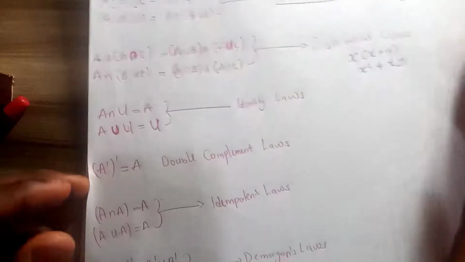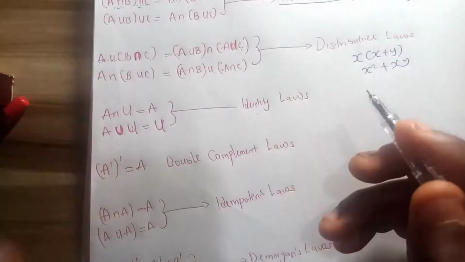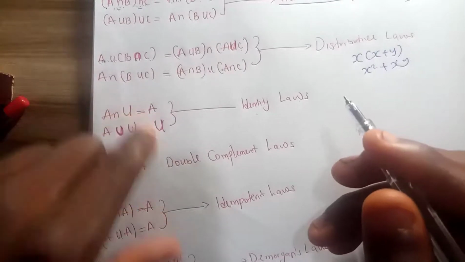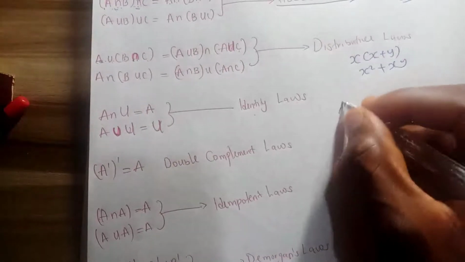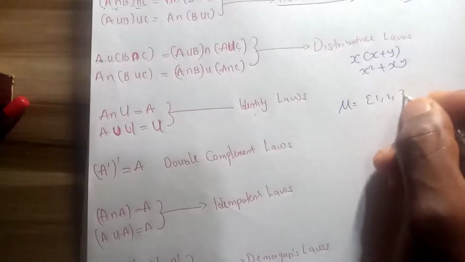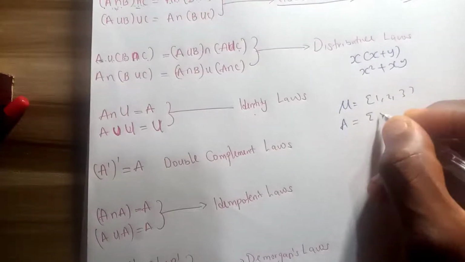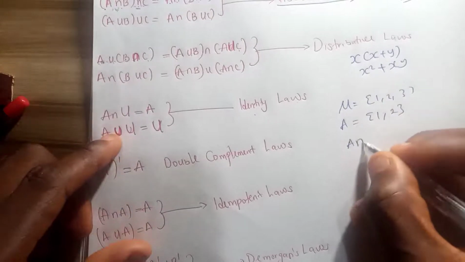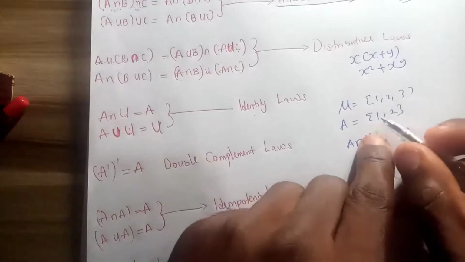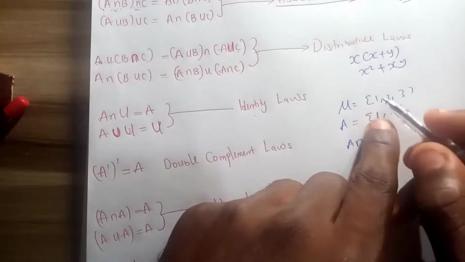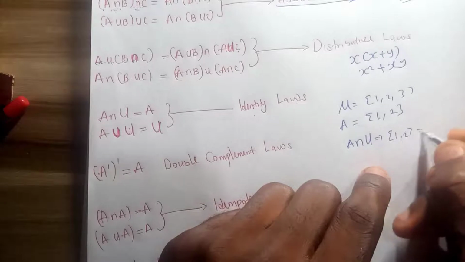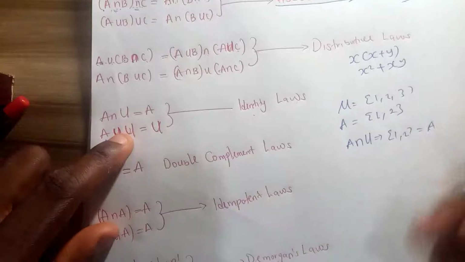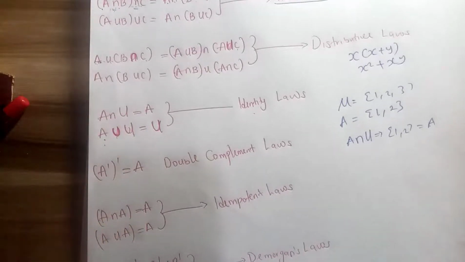So the next one to talk about is the identity laws. What are identity laws? A intersect universal usually gives you A. Now it makes sense. Let's say your universal equals {1, 2, 3} and your A equals {1, 2}. Now what is A intersect universal? That means what appears in universal and also in A. That is {1, 2}, which is equal to what? A. It makes sense. Now A union universal will still give you what? Universal.